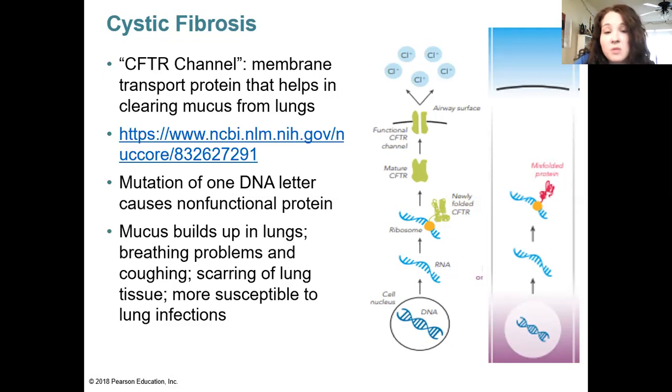And that means that mucus builds up in the lungs. There's breathing problems, scarring, all kinds of terrible things going on. That is just how important DNA is.